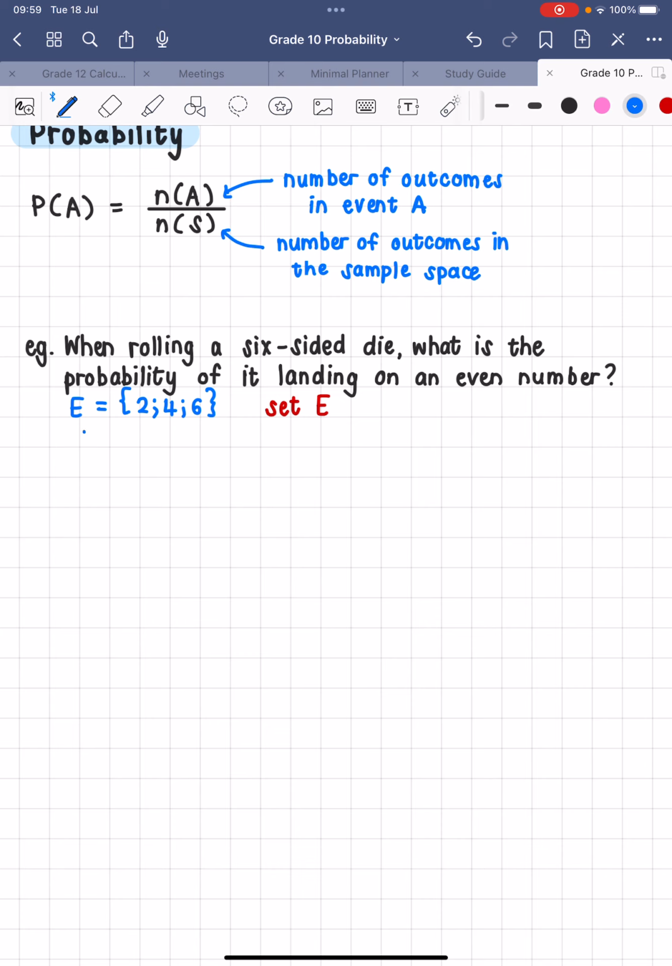Now S, we can always use S to represent the sample space. The sample space is all possible outcomes. So when we are rolling a die, we have 1, 2, 3, 4, 5, and 6 as our sample space. That's not a very nice looking bracket. Let me just fix that one. Okay, so this is the sample space.